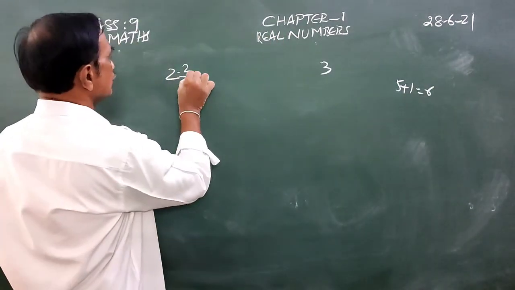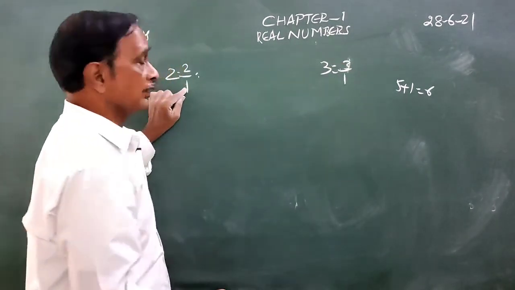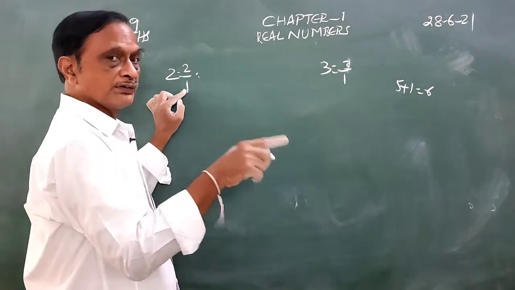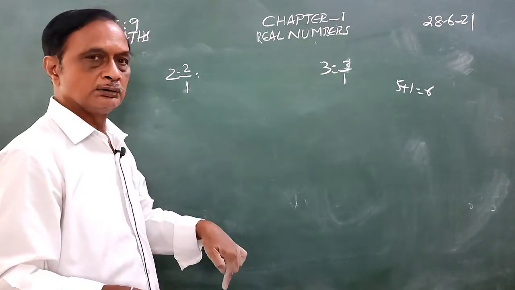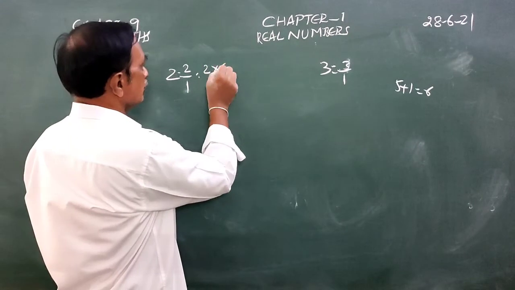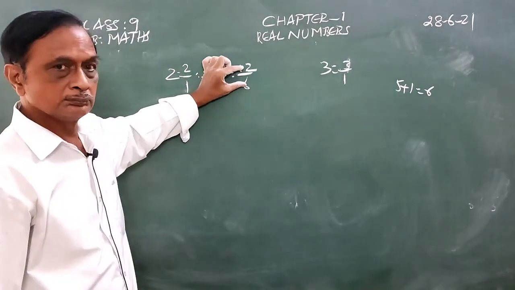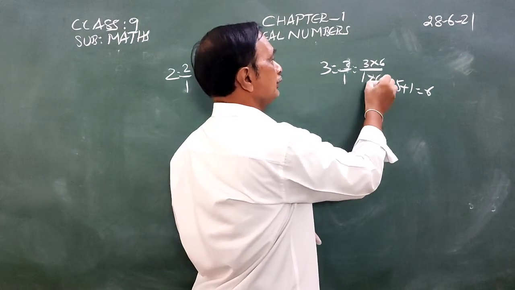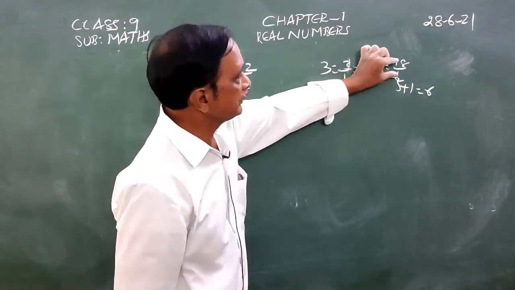Here 2 can be written as 2 by 1. 3 can be written as 3 by 1. Now we want to make the denominator 6. How do you make this 1 as 6? By multiplying the denominator by 6. 1 times 6 we get 6. As we are multiplying 1 by 6, we should multiply the numerator also by 6 to get the equivalent rational number for 2. 2 into 6 by 1 into 6, 12 by 6. Can we write this 2 in the form of 12 by 6? Yes. In the same way, 3 into 6 by 1 into 6, 18 by 6. So 3 is nothing but 18 by 6.